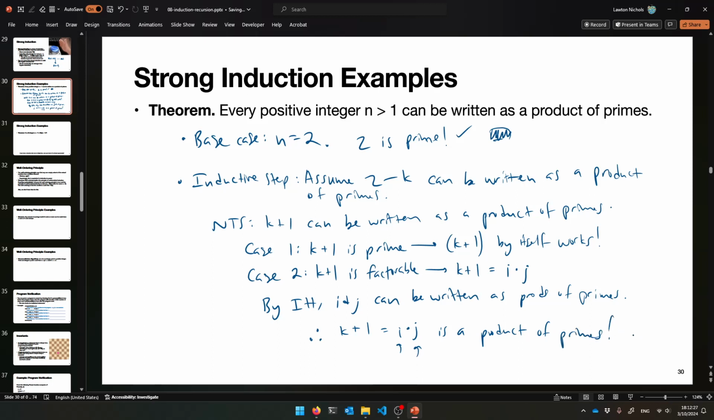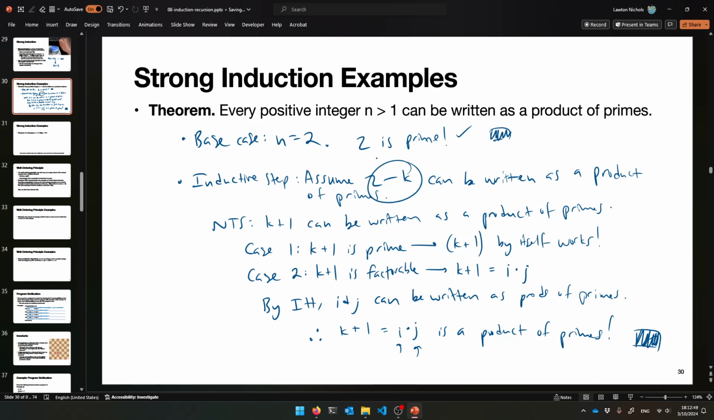Yeah, and so that's my inductive step, and that's my proof. Isn't that cool? Isn't that powerful? So we just showed that that works out, and I didn't know what these factors were. I have no control over whether these two factors were 2 and 7, or 8 and 3. I have no clue what they are. I just know that they're smaller than my k plus 1.